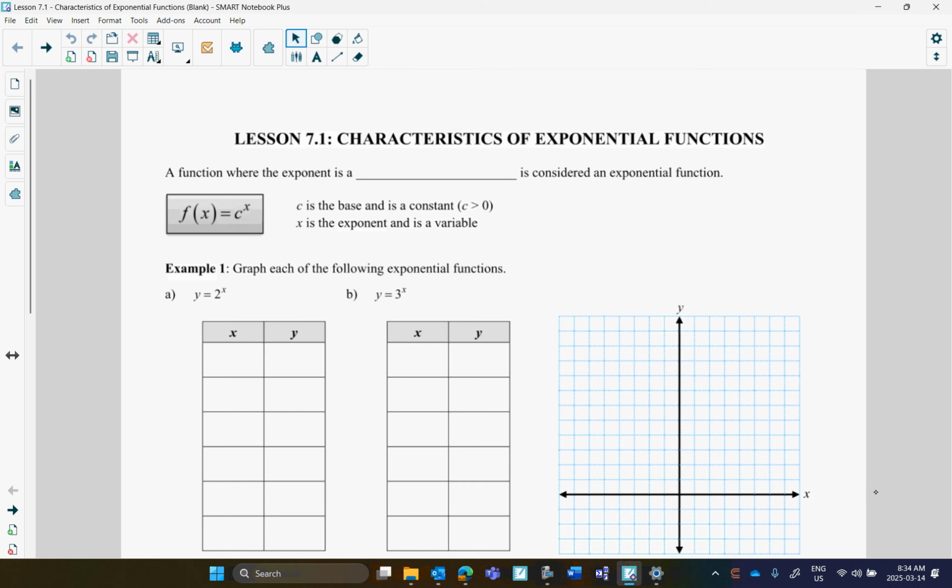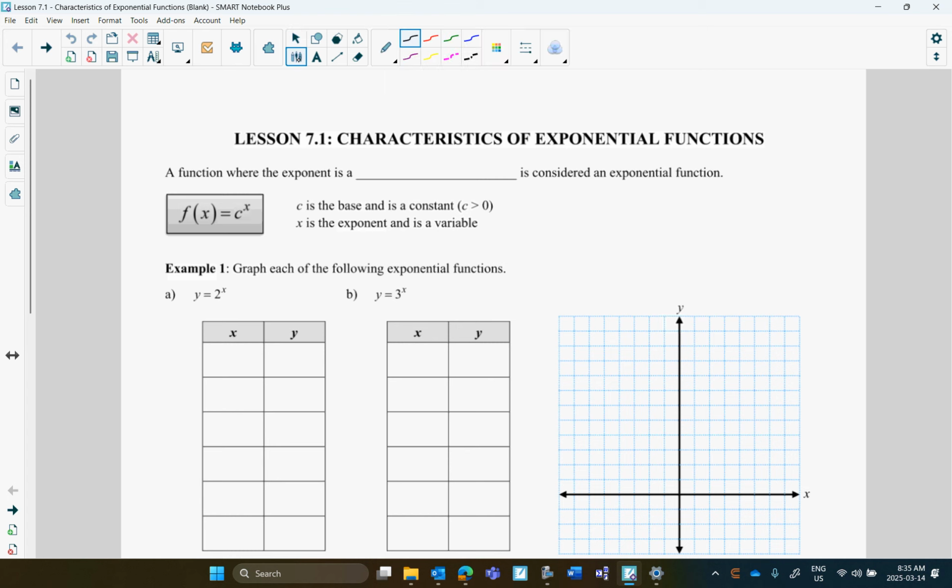Okay, new type of function. This year we've looked at radical functions, we've looked at polynomial functions, we've looked at trig functions. Now what we're going to do is look at something called an exponential function, which has quite a bit of application in the real world, because there's a lot of stuff that involves exponential growth or exponential decay. Okay, so how do you recognize an exponential function?